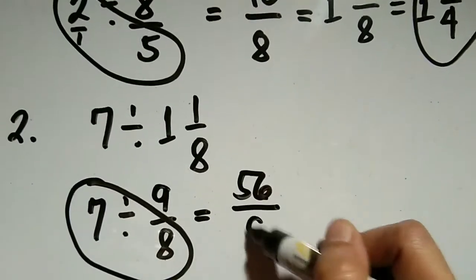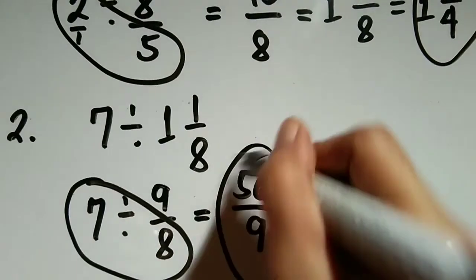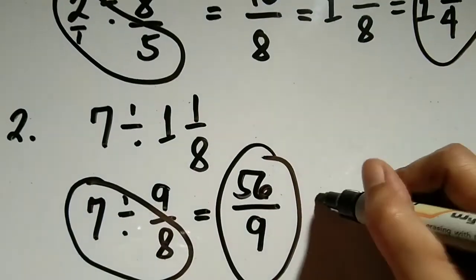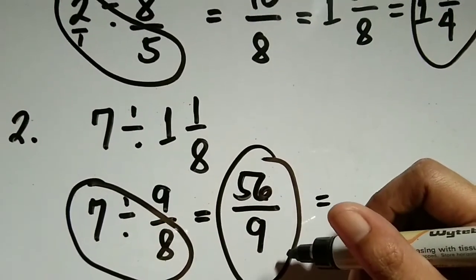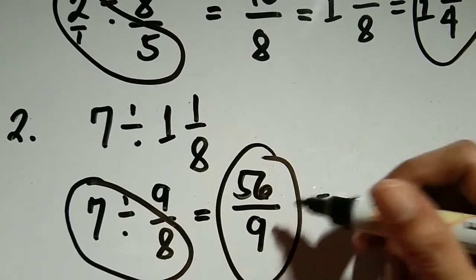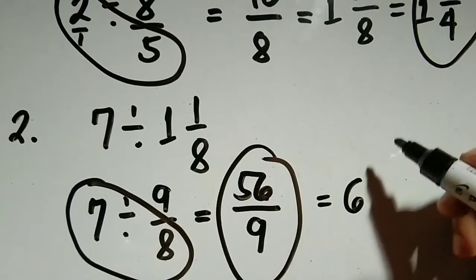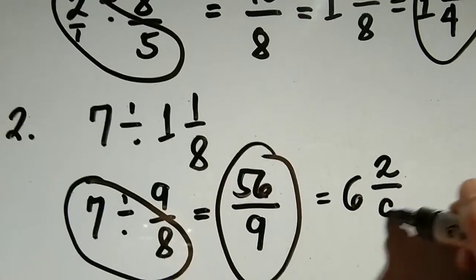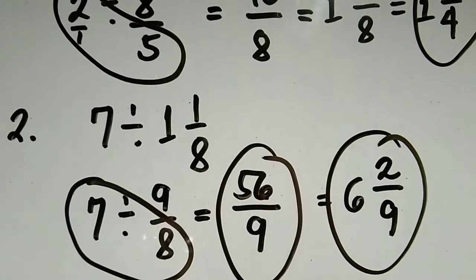And then, copy the numerator, which is 9. So, we have 56 over 9. Or, we can change it into mixed number. Ilang 9 meron sa 56? So, 6. At may matitira pang dalawa. So, 6 and 2 over 9.